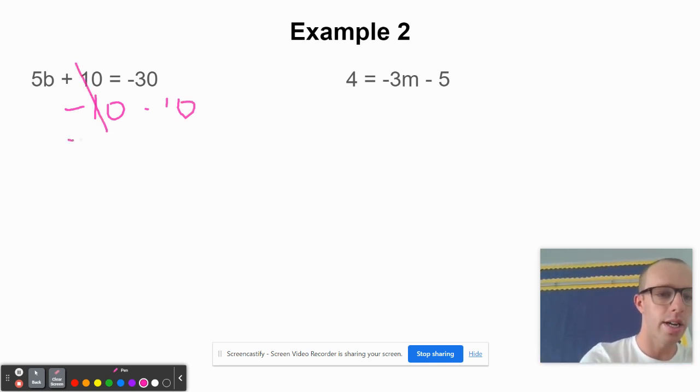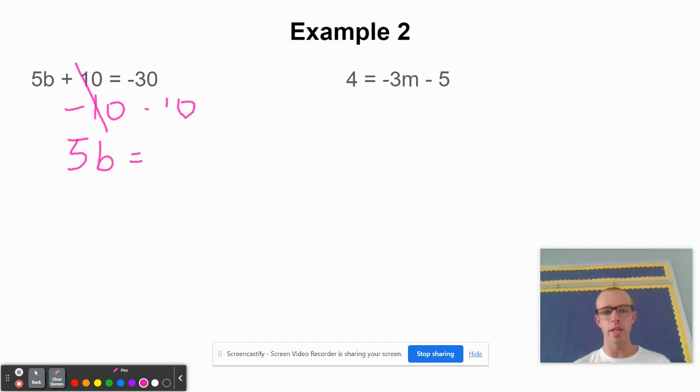These cancel. I get 5b equals. Now, this is where you can be really good at solving equations, but if you don't have your arithmetic down, you're going to mess these problems up. Negative 30 minus 10. All right, let's think of this as a negative 30 and a negative 10. Well, if I owe Janaya $30 and I owe Aaliyah $10, right? How much do I owe total? I owe $40. And if you owe money, you're in the negatives.